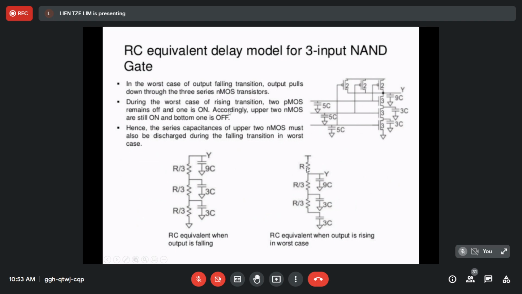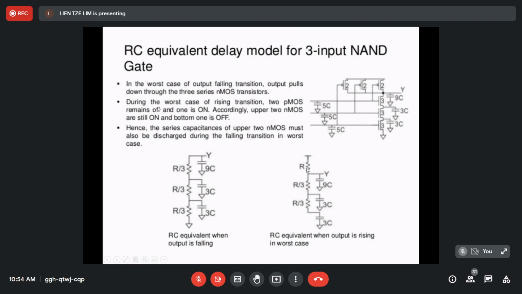This is what is meant by the worst case of output falling transitions, meaning the output goes from high to zero. Then the output pulls down through the 3 series NMOS transistors. So when the output is pulled down, the 3 NMOS must be on in series, or else it will not pull down, or will not reduce to low. All 3 NMOS must be on in series.